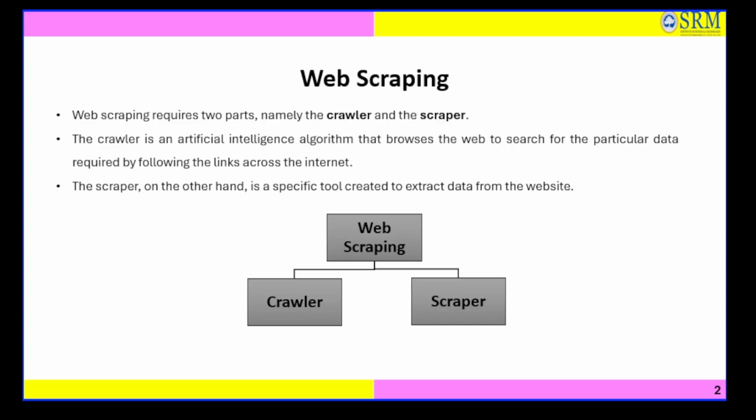Web scraping has two parts: one is the crawler and the other is the scraper. The crawler is an AI algorithm that browses the web to search for the particular data required by following links across the internet. The scraper, on the other hand, is a specific tool created to extract data from the website. The design of the scraper can vary greatly according to the complexity and scope of the project, so that it can quickly and accurately extract the data.